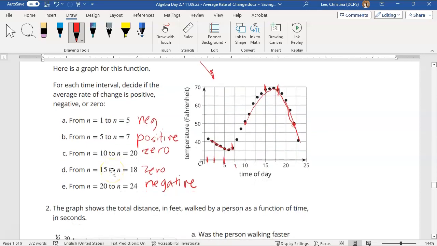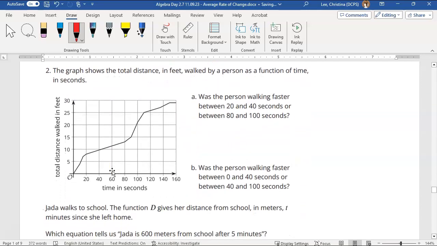All right, let's take a look. The graph shows the total distance in feet walked by a person as a function of time in seconds. So this is how many feet they walked after how many seconds. So distance is a function of time. Was the person walking faster between 20 and 40 or 80 and 100? So 20 and 40 or 80 and 100.